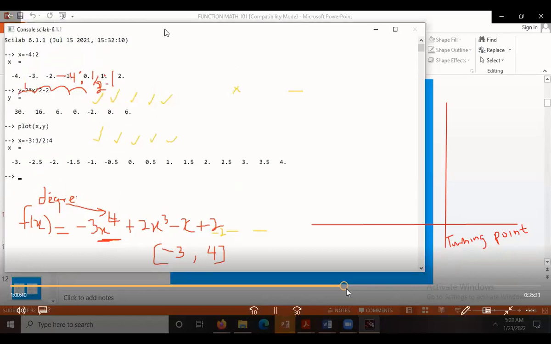Now let me also type my function. So I have f of x, or let me say y, is what? -3 times x raised to the power 4, plus 2 times x raised to the power 3, minus x plus 2. Okay, good. So once I type it, it will give me the range of values of y. That is it.